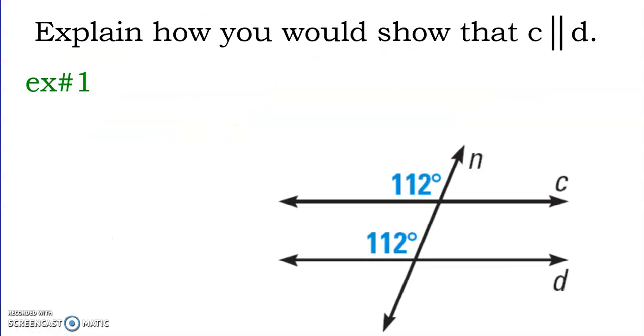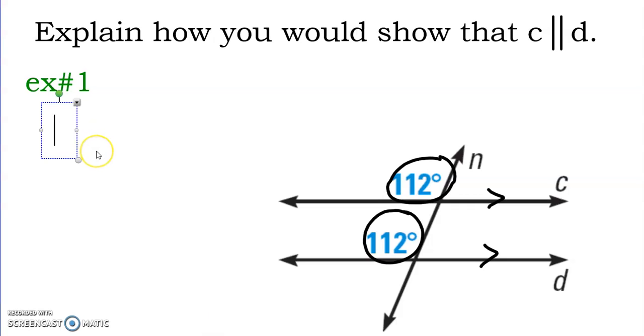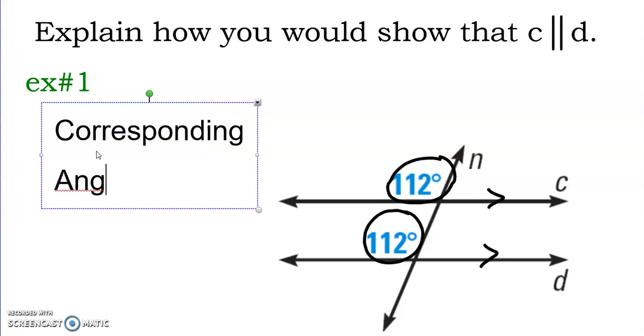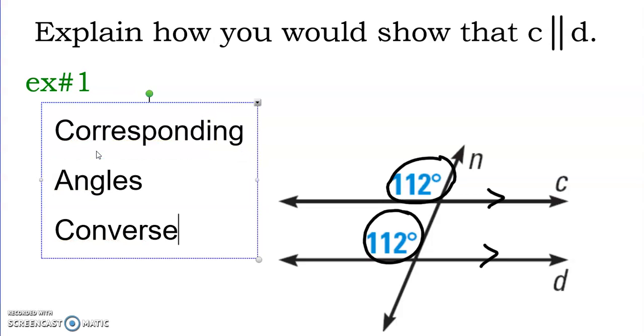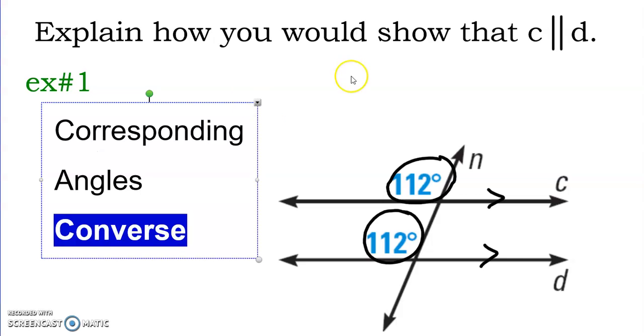So how would you show that C is parallel to D? Well, in 3.5, we looked at something called the corresponding angles converse. And if we can show that these corresponding angles here are congruent, then we can confirm that C is parallel to line D. So this is by the corresponding angles converse that we learned in section 3.5. And you have to make sure that you have the word converse in there, because that's what tells us that when the corresponding angles are congruent, the lines are parallel.